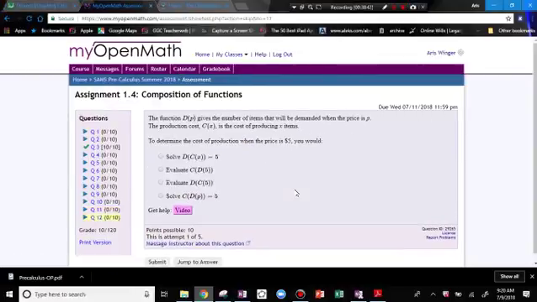Oh, and there's a word problem, right? So here we are with units. This is kind of like the first problem we had on functions. The function d of p gives the number of items that will be demanded when the price is p. D depends upon p. The production cost, c of x, is the cost of producing x items. C is probably in dollars. X is in items. To determine the cost of production when the price is $5, arrows.